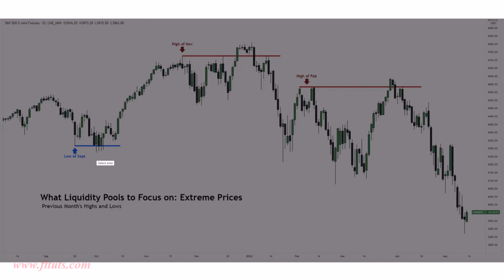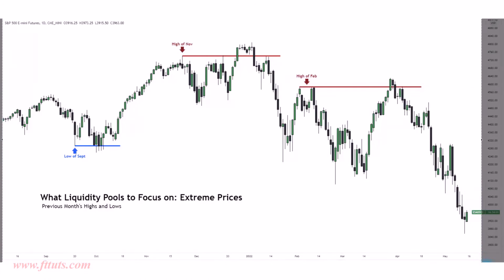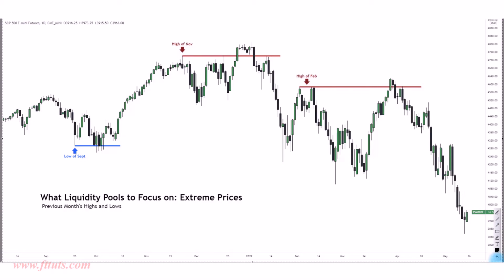And a little tip for you guys, when it comes to liquidity pools on the daily chart, you want to make sure that the liquidity pools you're using have space and time between them. So what do I mean? If you look at this purge right here, you want to make sure that this area right here has space and time, which tells us that there's time for liquidity to accumulate above this high.